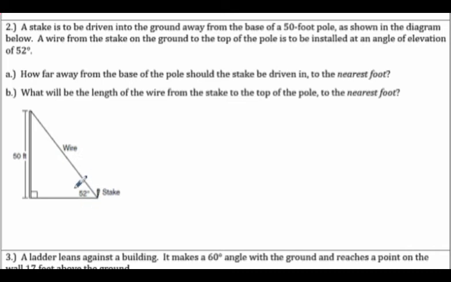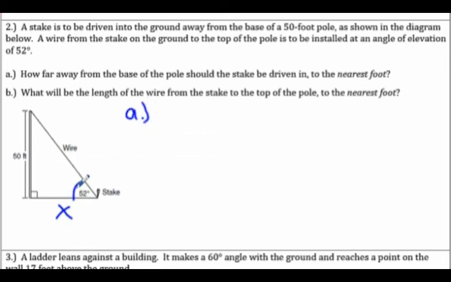So you can see the angle down here at the base. Part A. How far away from the base of the pole, so here's the bottom of the pole, should the stake be driven in? From the bottom of the pole to the stake, we don't know, so that's going to be our x. And don't even look at part B yet. Let's just focus on part A, finding x.